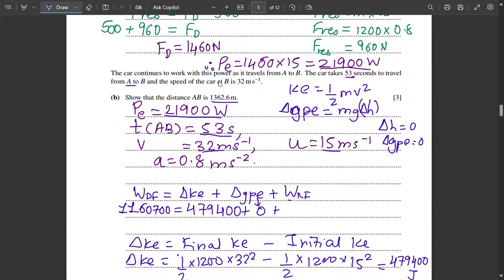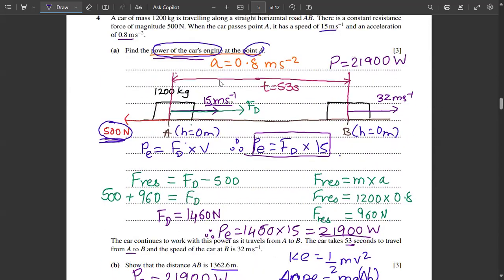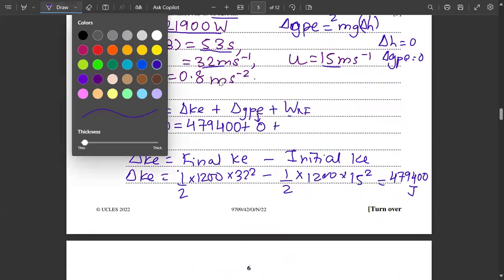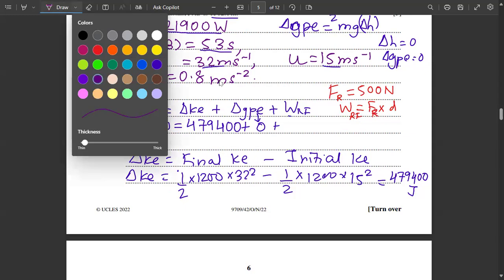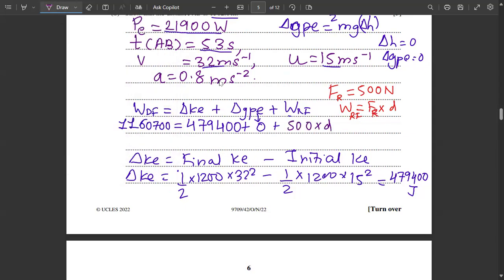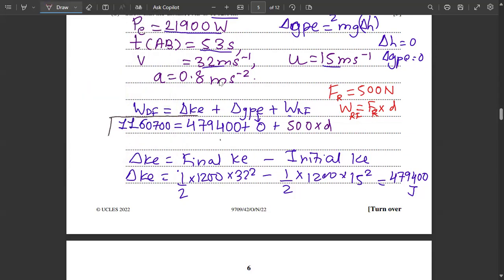And what about the work done due to resistance force? Have they told us? No, but we know that the work done against resistance force is 500 Newton. So the resistance force, Fr, is 500 Newton. So we can write work done is equal to force into distance. So work done by resistance force will be resistance force into distance, which is 500 into distance. Now we have our equation, and we can easily find the distance d from this.